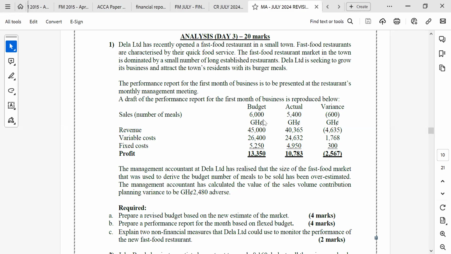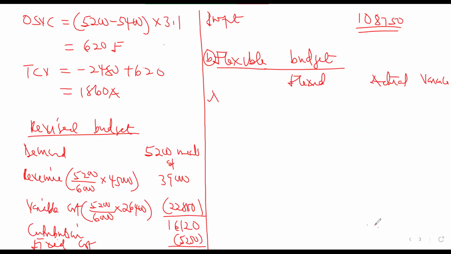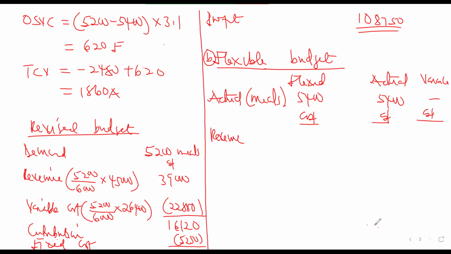So we now bring our budget now to, so we have the actual here, actual meals to be 5,400. We now flex our budget to reflect the actual. So we can now have our currency sign here. Let's have revenue. You can calculate the revenue in a bracket here: 5,400 divided by 6,000 multiplied by 45,000.